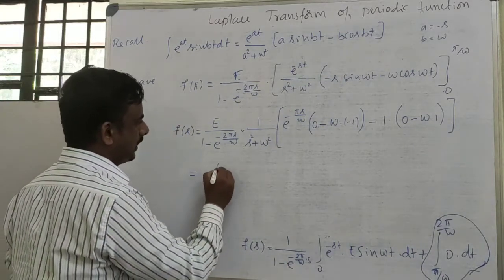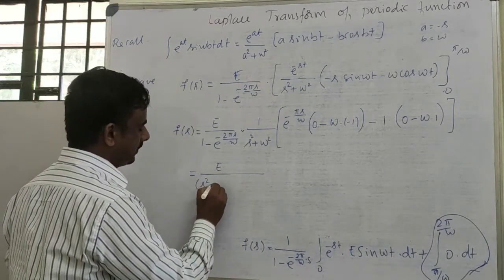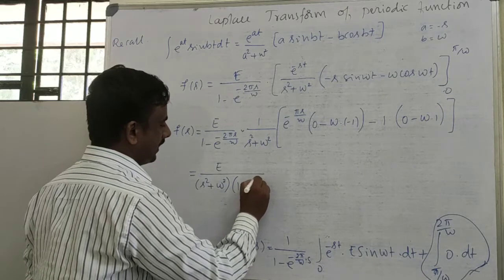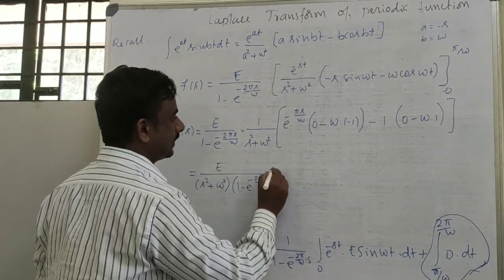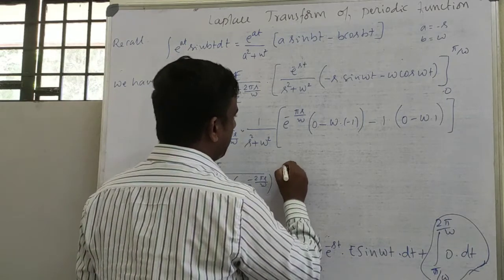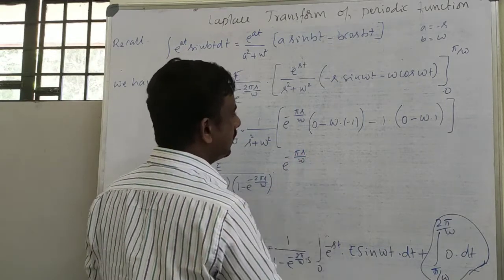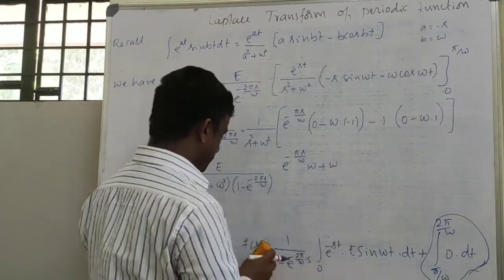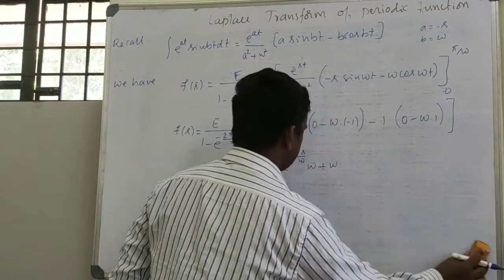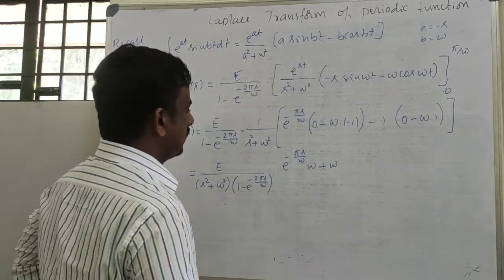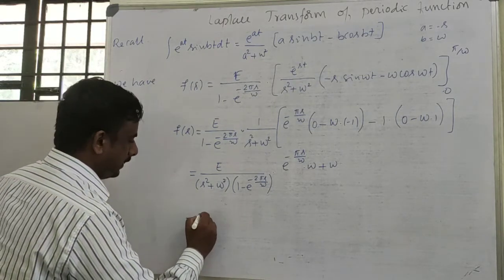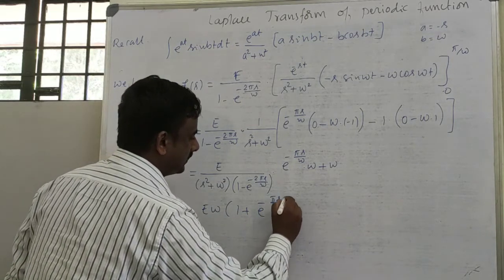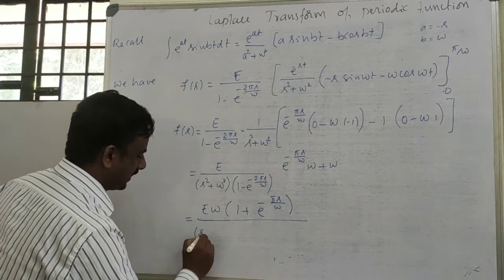So I have e divided by s square plus omega square into 1 minus e power minus 2 pi s by omega, times e power minus pi s by omega into minus plus 1, minus into minus plus omega. So I can take omega outside. Taking omega outside, I will get e omega times 1 plus e power minus pi s by omega divided by s square plus omega square.